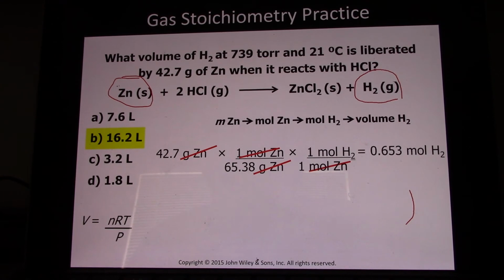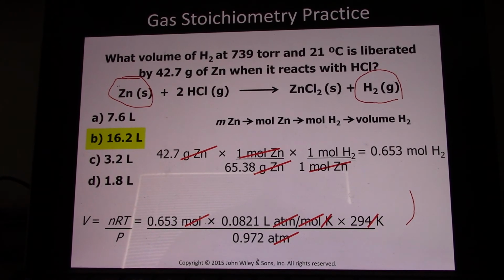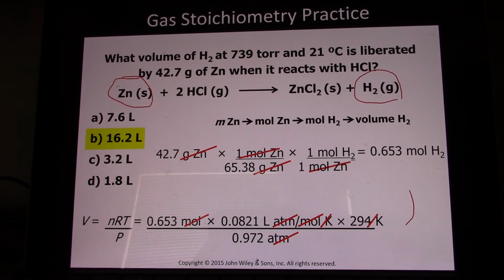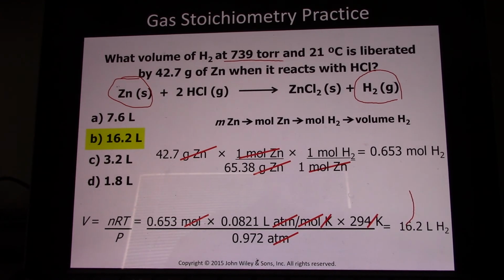Again, the ideal gas law is PV equals nRT. Divide both sides by P, and you get V equals nRT divided by P. We plug and chug, 0.653 moles, which you just solved for. R is always 0.0821 liter atmospheres per mole Kelvin. We took 21 Celsius and added 273 to get 294 Kelvin. And we converted 739 torr into atmospheres by multiplying it by 1 atmosphere divided by 760 torr. And we get 16.2 liters of hydrogen.